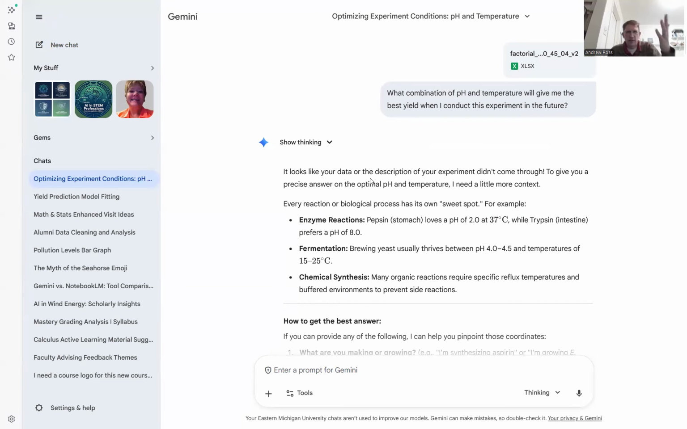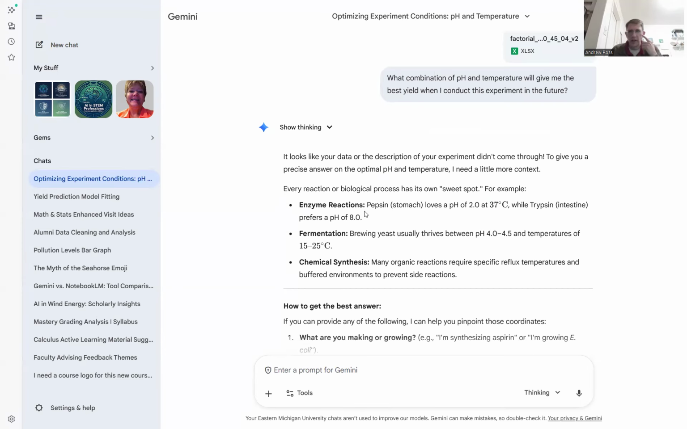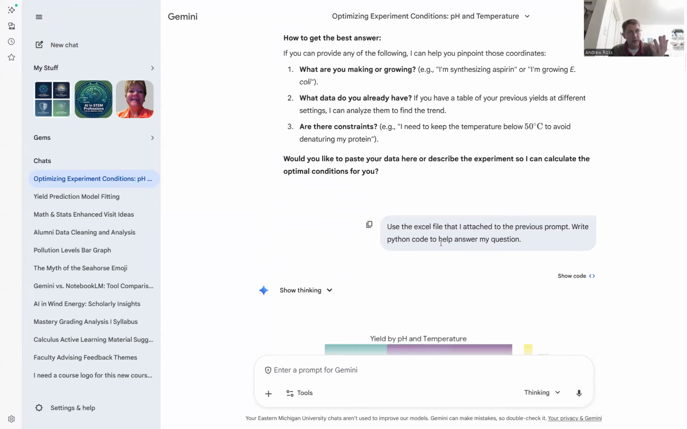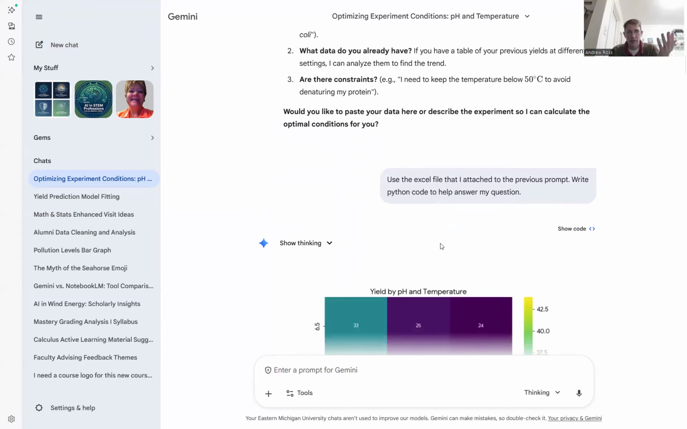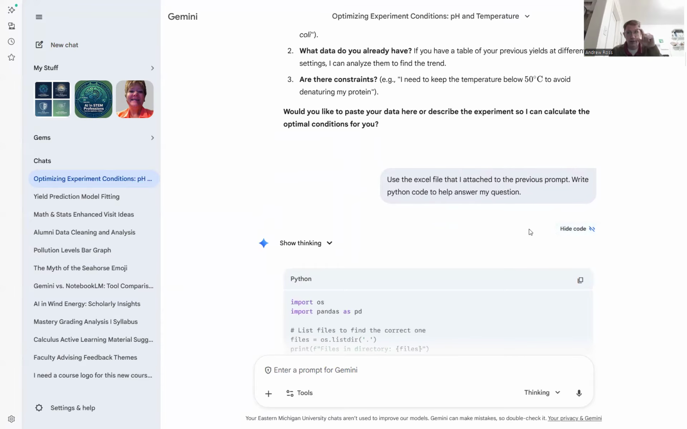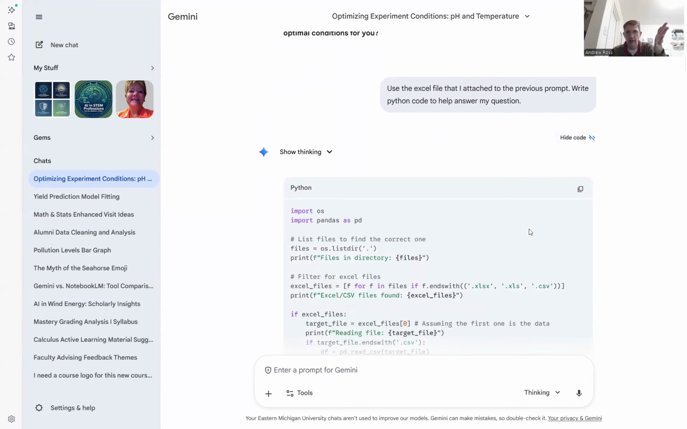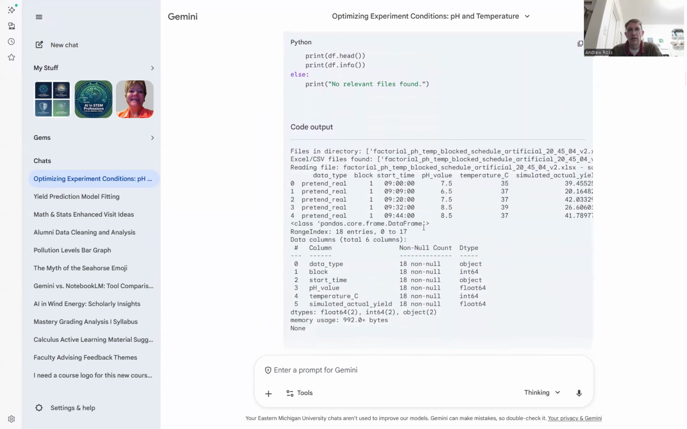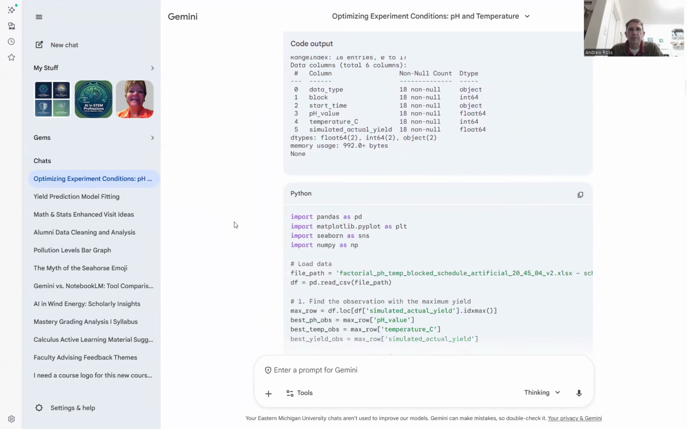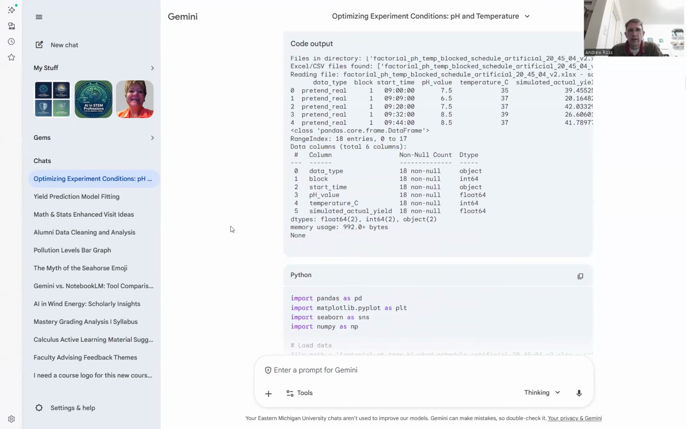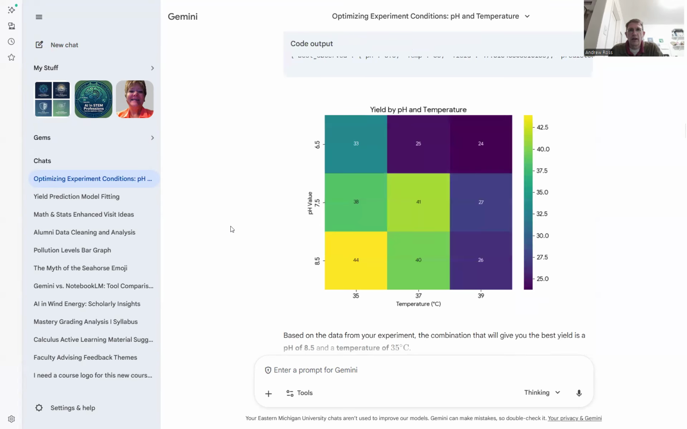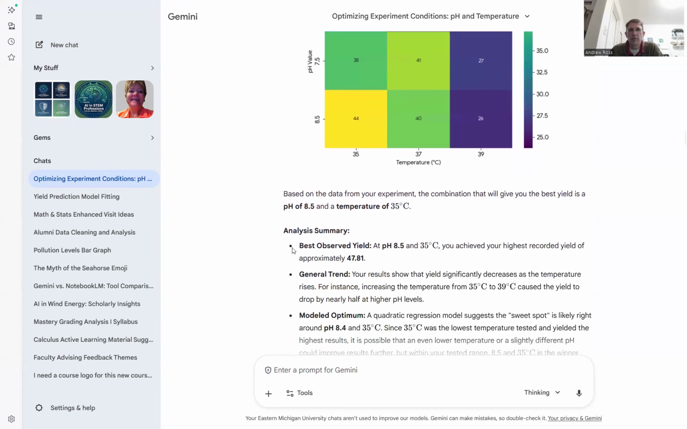And somehow it didn't manage to see the Excel file. So it just gave me generic stuff about reactions and yield. So I said, use the Excel file that I attached to the previous prompt. You write code, and it actually gives me these little show code things. So it doesn't default to showing you snippets like Julius does, but you can at least read the code it generated, or you could copy paste it to your own machine to run it locally. I'm not expecting you to do that for this homework. And it gives us a little summary of what it saw in the Excel file, and it generated a heat map.